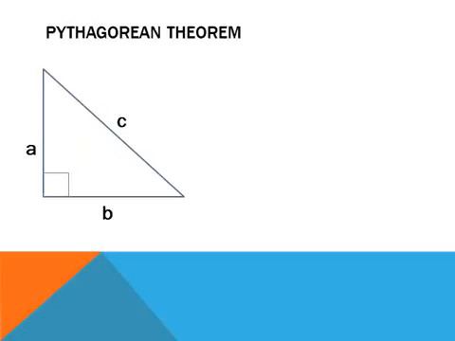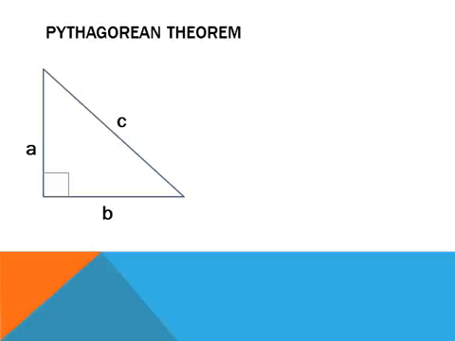We denote the hypotenuse with the letter C, and we denote the legs with an A and a B. Now it doesn't matter which leg you call A and which leg you call B, but we always call the hypotenuse, the side opposite the right angle, C.